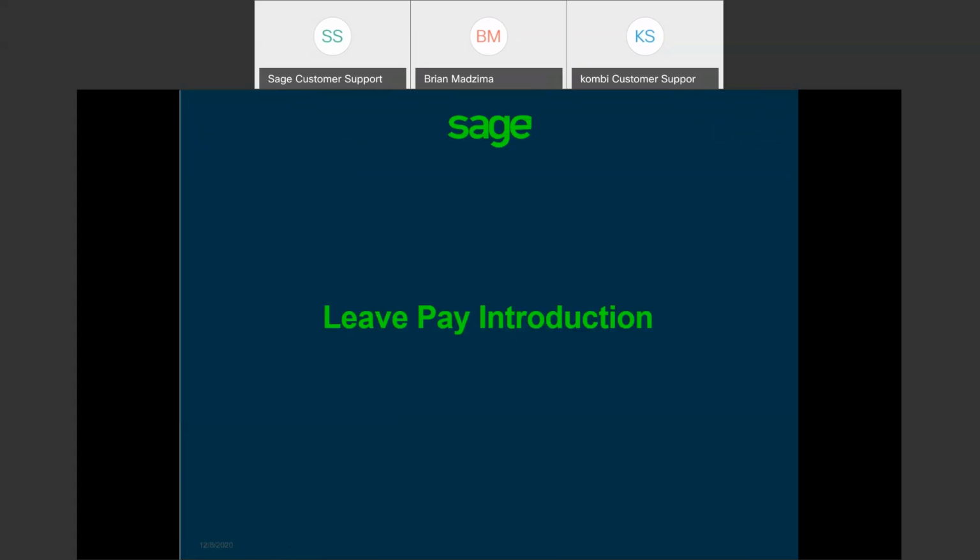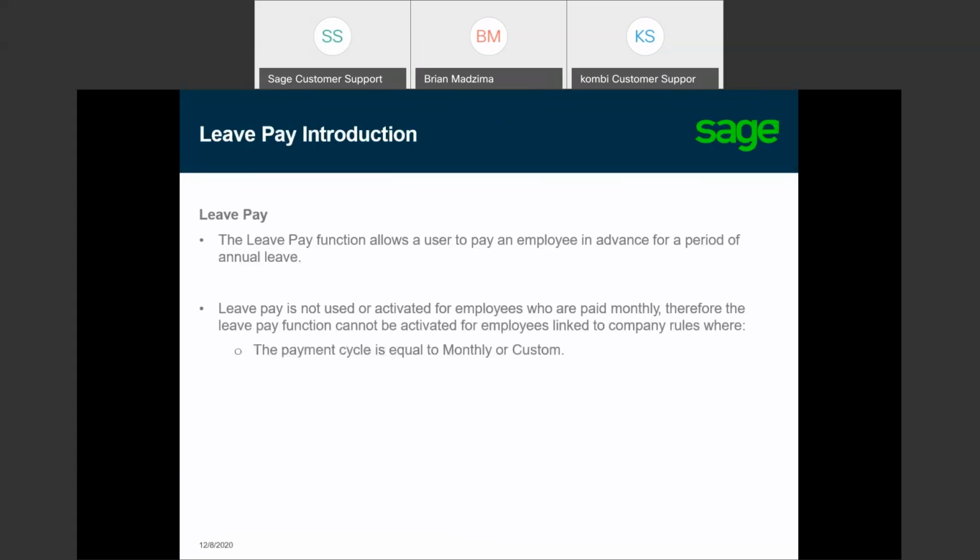So let's begin with the Leave Pay introduction. So what is Leave Pay? The Leave Pay function allows a user to pay an employee in advance for a period of annual leave. The Leave Pay is not used or activated for employees who are paid monthly. Therefore, this Leave Pay function cannot be activated for employees linked to company rules where the payment cycle is equal to monthly or is equal to custom. So the Leave Pay setup is only applicable for our weekly and bi-weekly company rules.